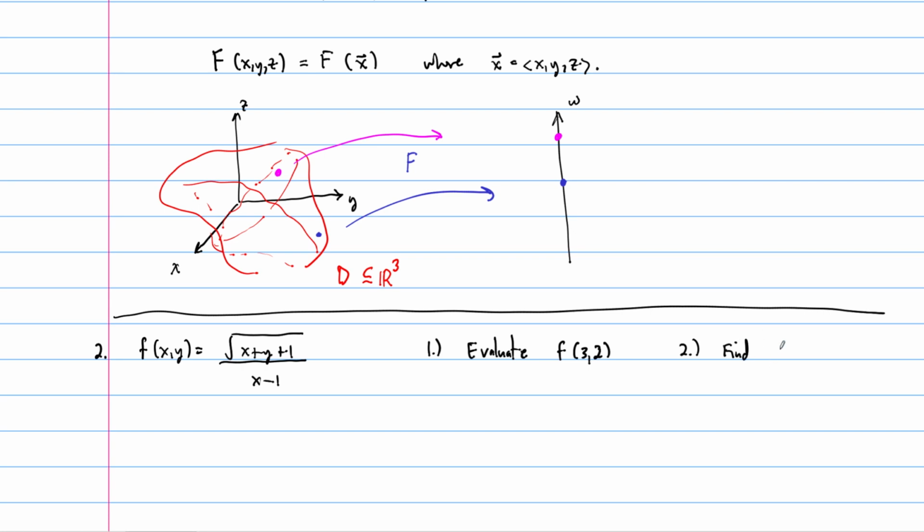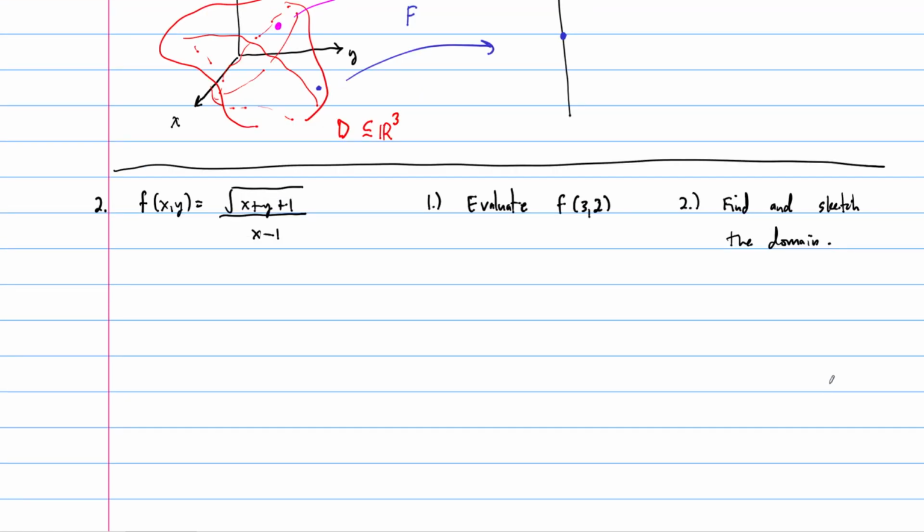So we're going to see that the domain is going to be a little bit complicated, more complicated than we're used to. So we're going to actually want to sketch the domain. Find and sketch the domain of this function. All right, so for the first item here, number 1, like I said, it's very straightforward. F of (3, 2), it's exactly what we would expect knowing how functions behave in Calc 1 and Calc 2.